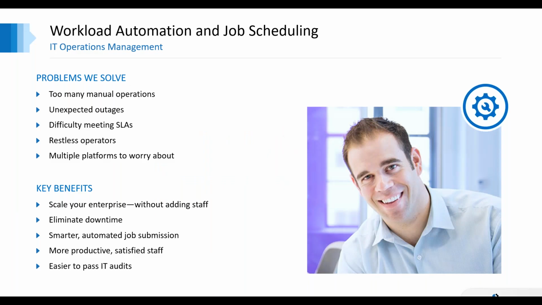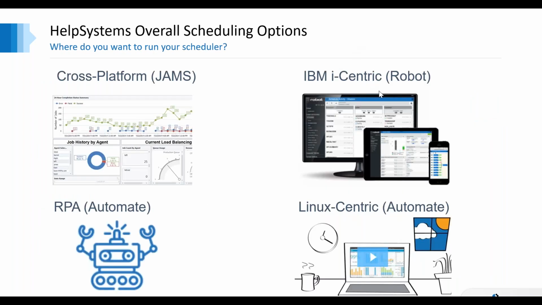Let's move on into the presentation some more and talk about what are the options today from HelpSystems. So when you think about our scheduling options today, we have a very good set of tools that can help you depending upon what your business needs are or platform needs are. We start with JAMS, which is cross-platform scheduling, workload automation, enterprise scheduling, running from the cross-platform perspective. And then of course we have the product that started HelpSystems, Robot Schedule, and it can provide an IBM I-centric solution. We have many customers that their core business application runs on IBM I.